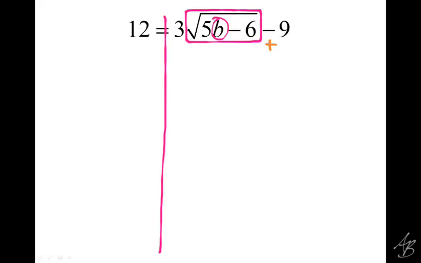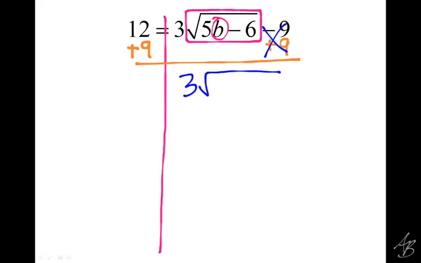and the -9. Let's start with the -9 because we're doing order of operations backwards, SADMAP, when we're trying to get rid of things. So we're going to get rid of subtraction before we get rid of multiplication. Adding 9 to both sides. We get 9's cancel over here. Leaves 3 square root of 5b minus 6. And on the other side, 12 plus 9 is 21.